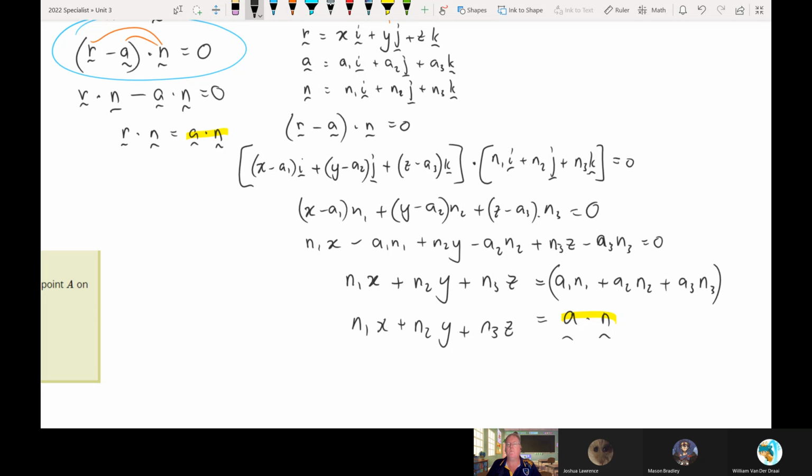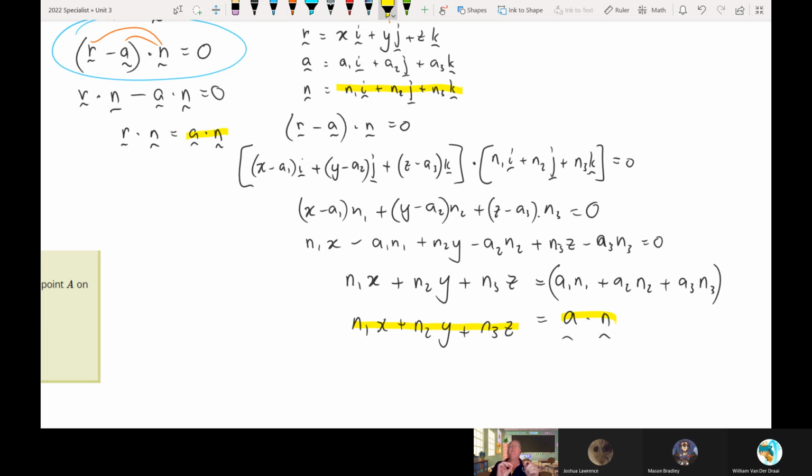Where'd they come from? The n vector? Yeah, and which is what? In terms of the plane, what's the n vector? A general point on the plane. No, that's P. R. Yeah, that's the normal. Yeah, it's the normal, exactly.